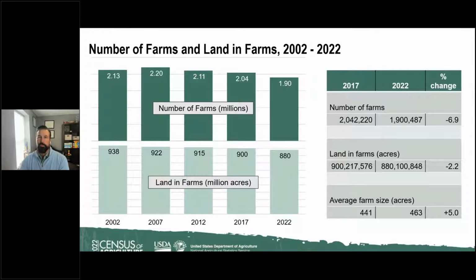The number of farms at 1.9 million decreased 6.9% from 2017, or about 142,000 farms. This is a larger percent decrease than what has been seen in the past 20 years. Land in farms was also down 2.2%, or 20.1 million acres. This places the average farm size at 463 acres, which is a 5% increase from the previous census. Next slide, please.